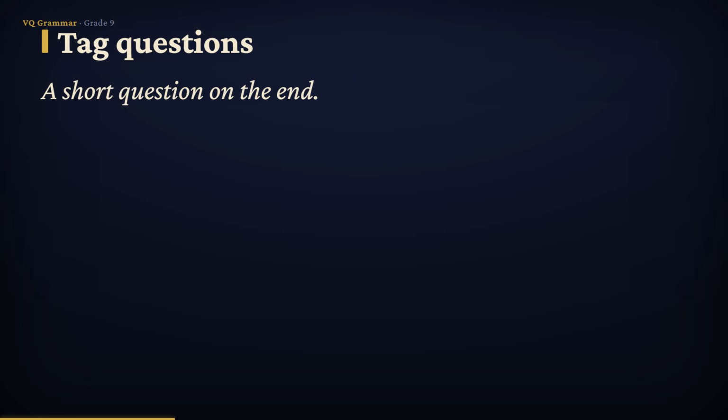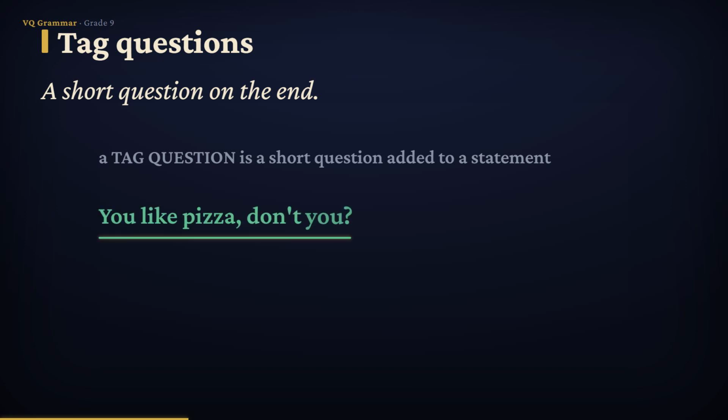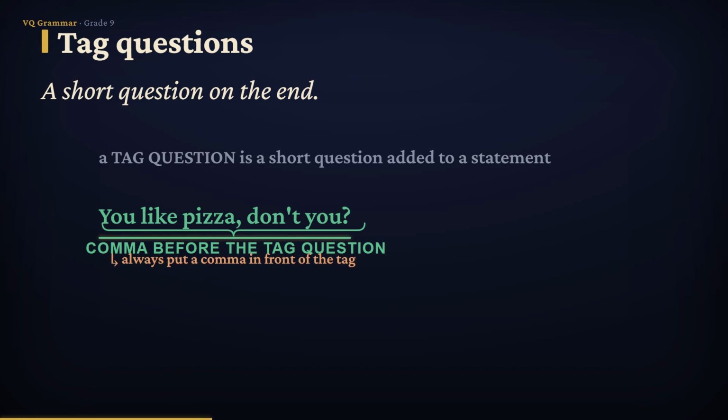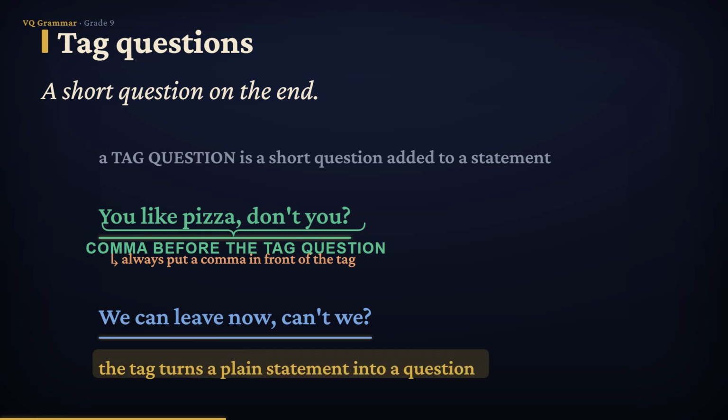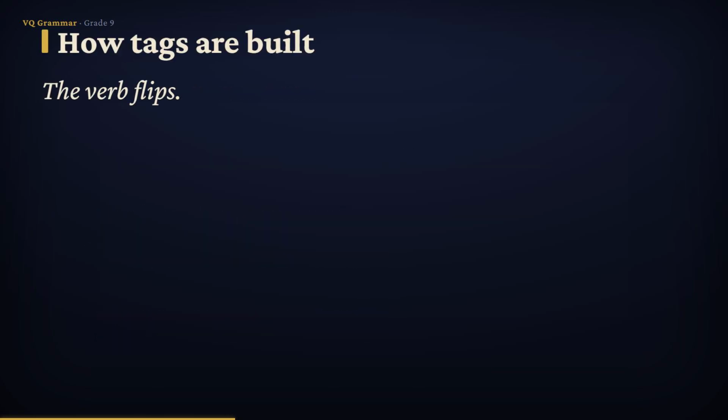Next up, tag questions. A tag question is a short little question you tack onto the end of a statement. Here's one. You like pizza, don't you? The statement is, you like pizza, and don't you is the tag. That comma sets it off from the statement. In other words, you always put a comma in front of the tag. Another example. We can leave now, can't we? See how the tag turns a plain statement into a question, almost like you're inviting the listener to agree with you? Let's look at how tags are built, because there's a neat pattern.